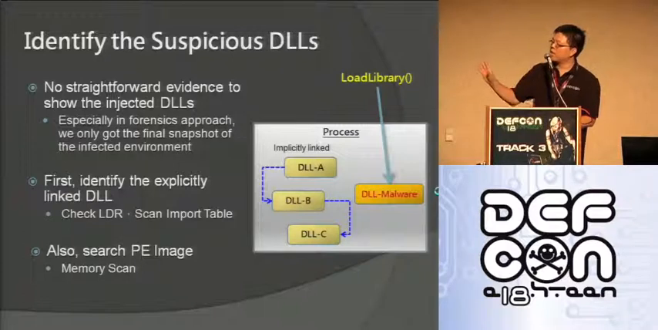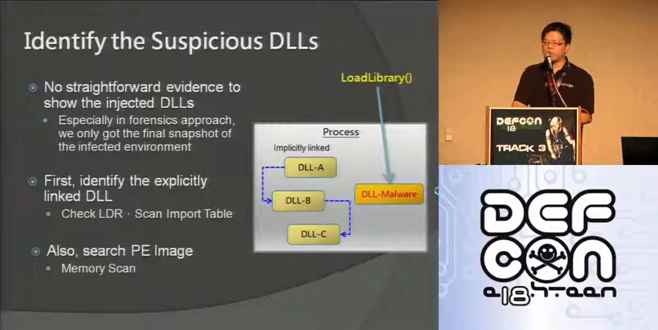So what you see on the graph, normally a process will involve a lot of DLLs that are implicitly linked. But if there is a DLL that is explicitly linked, it's very likely a suspicious DLL. And that is how we identify a suspicious DLL. So that's what we do: we check the LDR, and then we scan the import table to try to find the suspicious DLL.